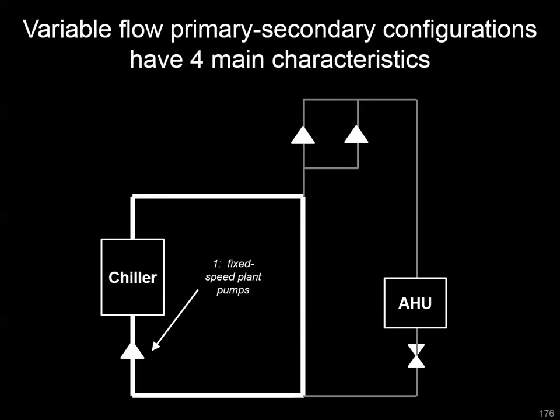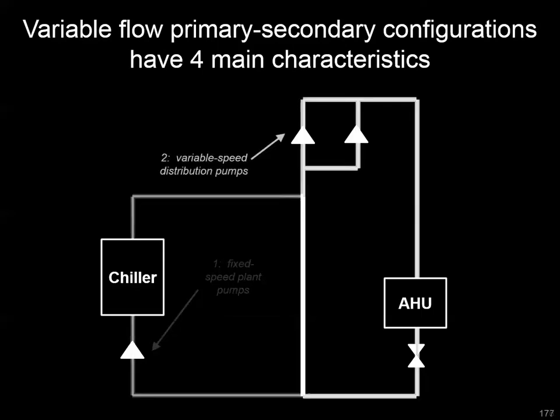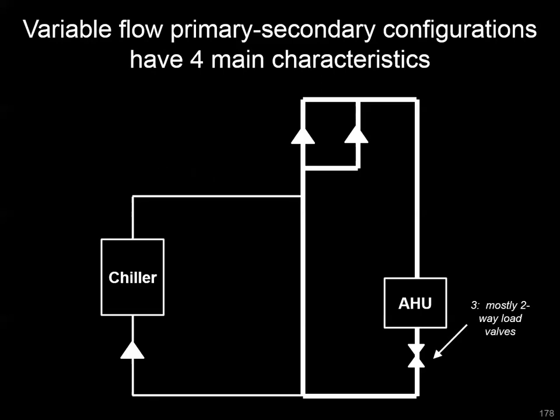So there are 4 main characteristics that make this a primary-secondary system. The first one is these fixed speed plant pumps. Associated with each chiller or boiler or your equipment in the plant, you have a dedicated pump that's operating a plant loop. You have separate pumps for the distribution side, and often those will be variable speed, as we'll see momentarily. You'll have some type of load control that'll tell those pumps, if they are variable speed, what speed they need to be running at to meet the load.